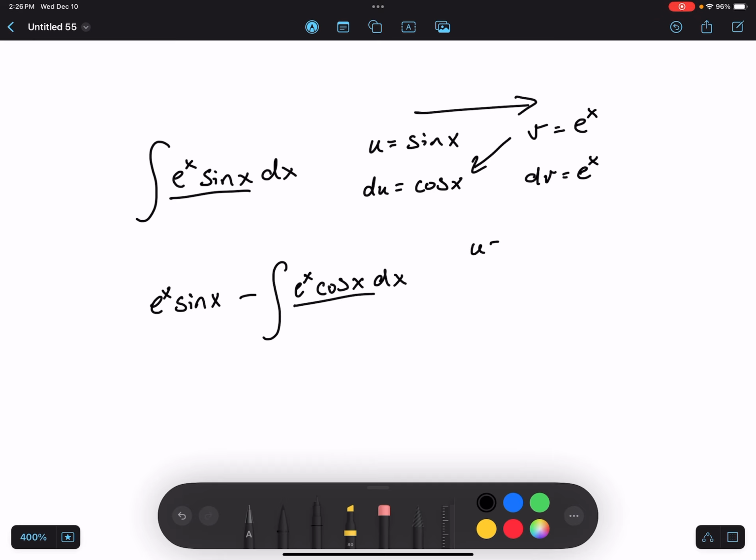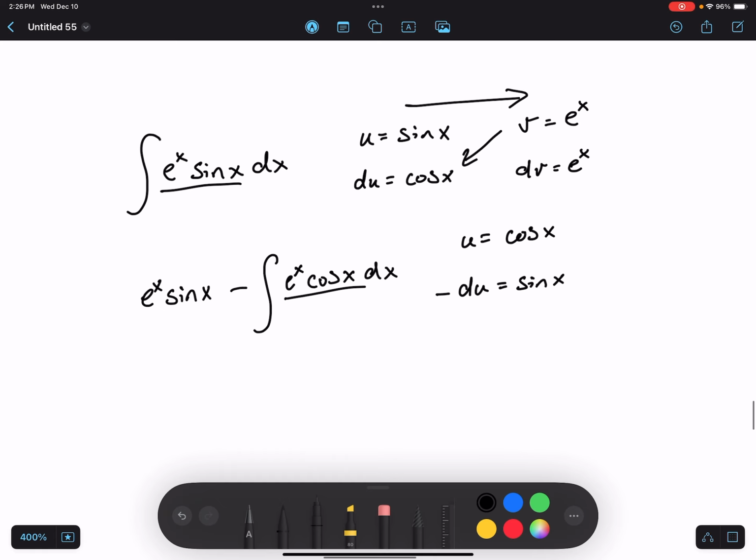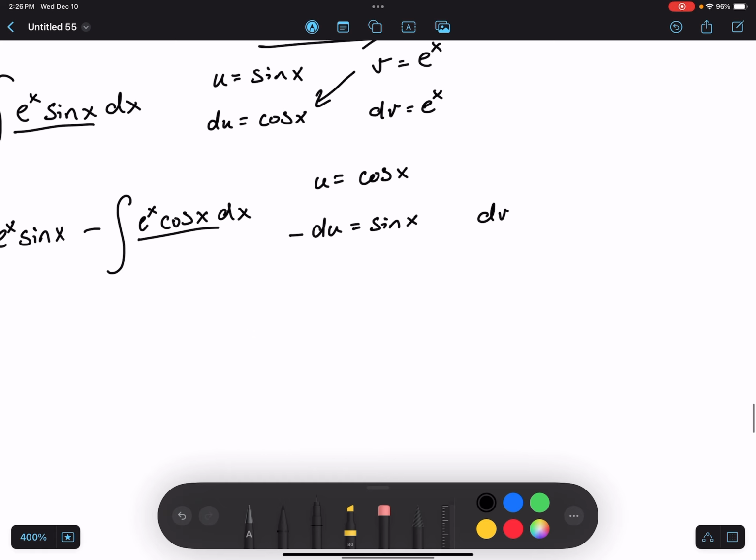So what we can do is we can let u equal cosine x, du equals sine x, but remember to put a negative in front this time. dv, again, we'll let equal e to the x, and v will let equal e to the x. And again, integration by parts will go over and then down under.